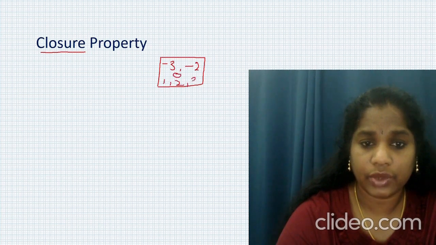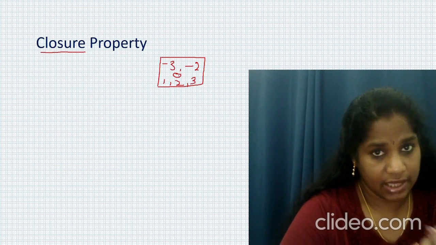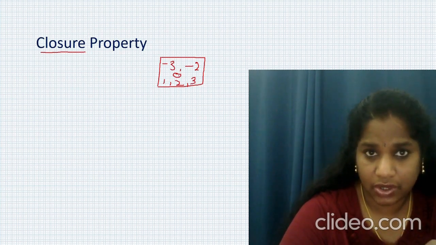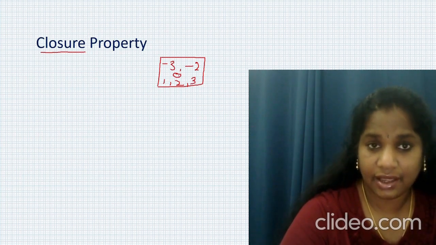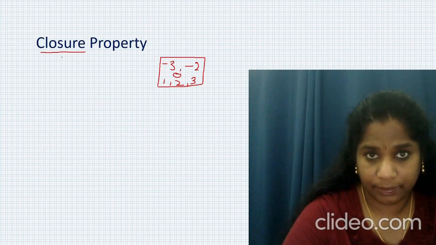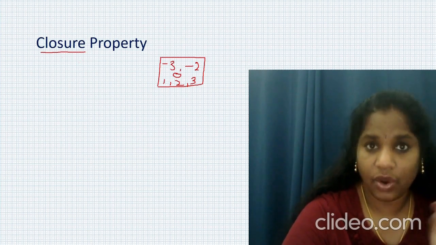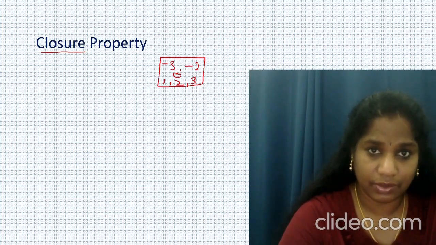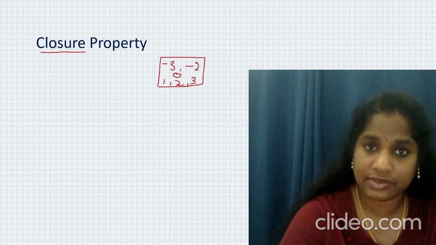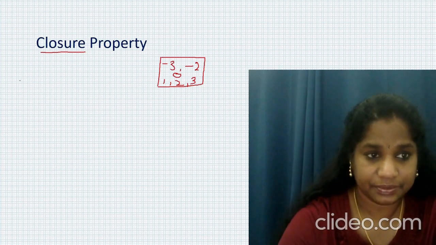Now if I do any operation on these integers, if the result falls inside the box, then I can say it is okay with the closure property. It is following the closure property. And if the answer or the result is out of the box, then we will say that operator doesn't satisfy closure property. So let us just look at addition.